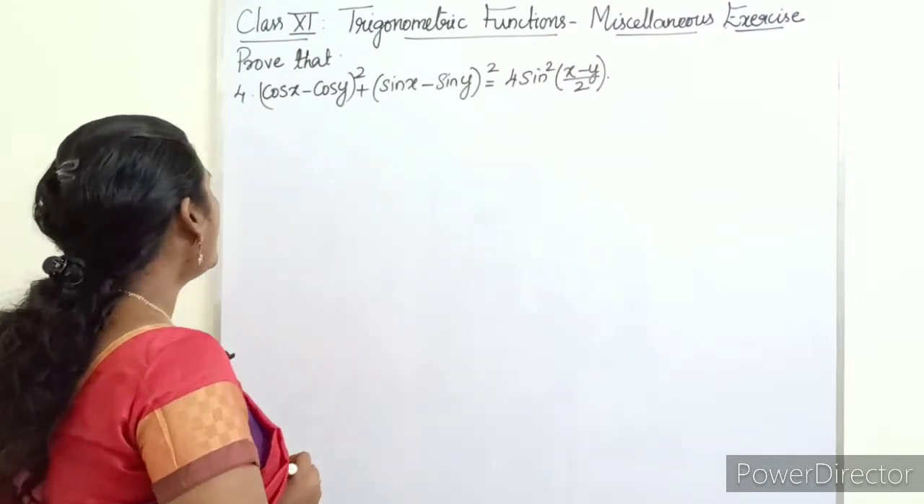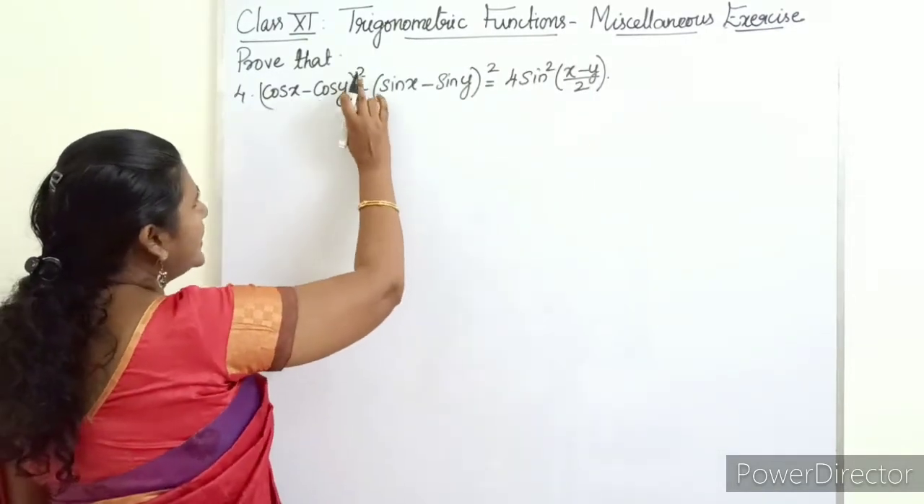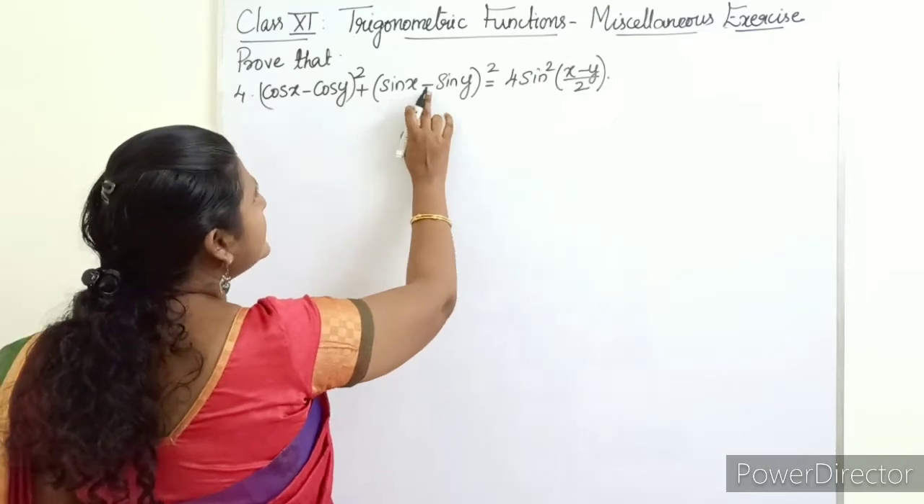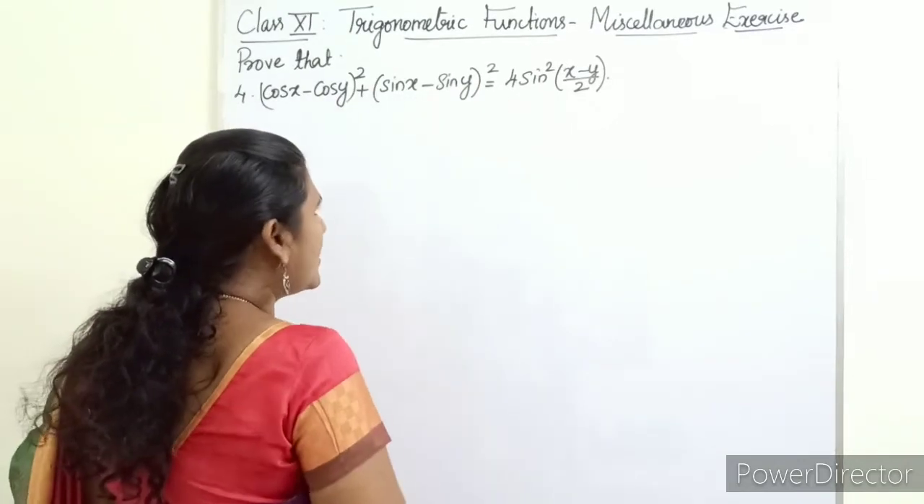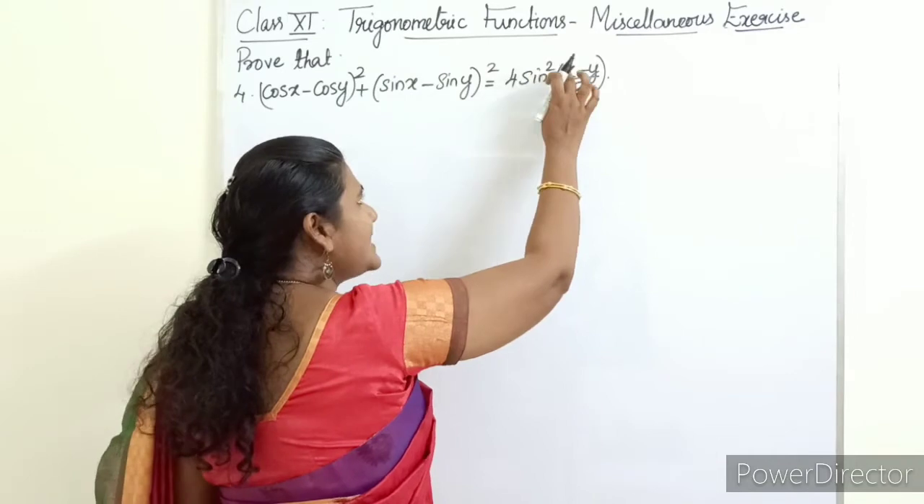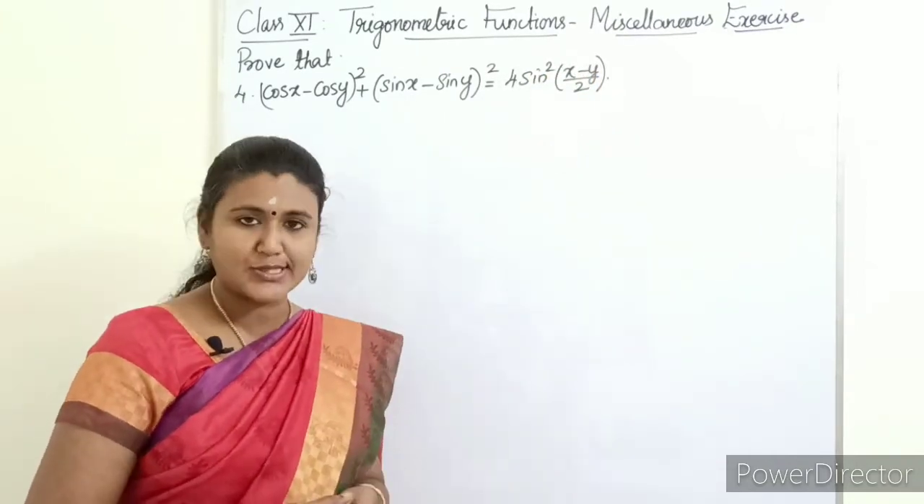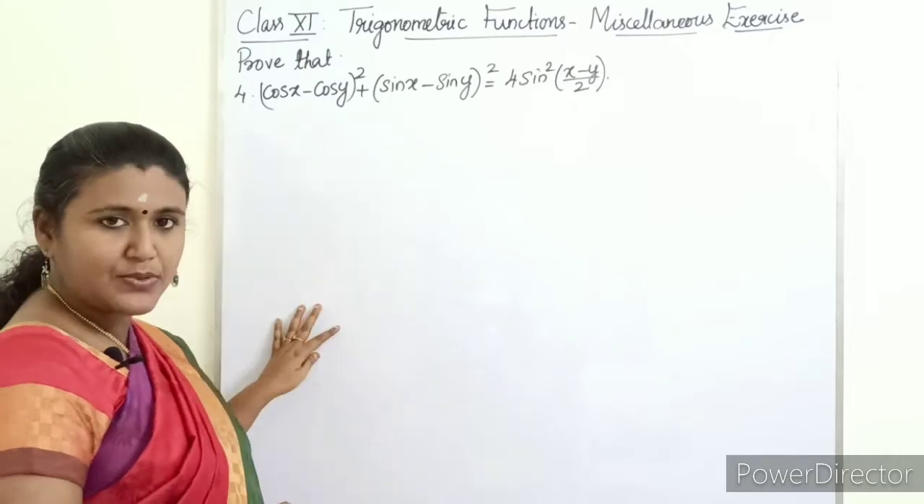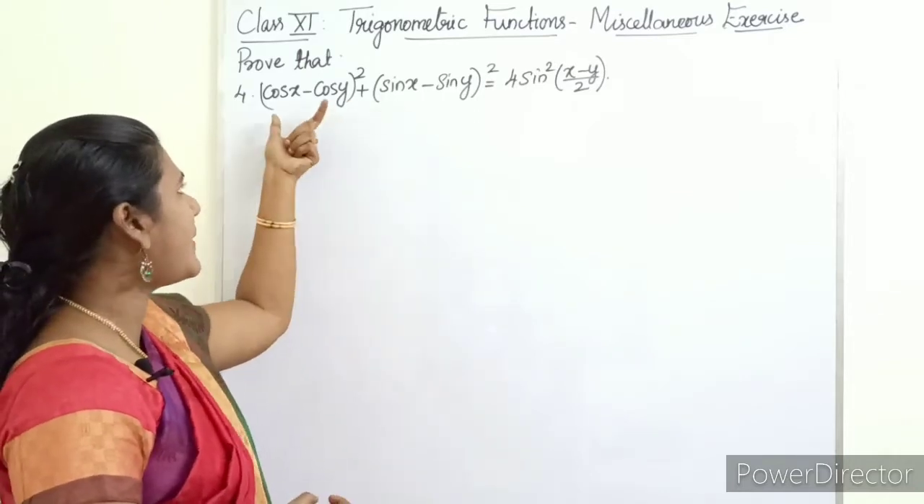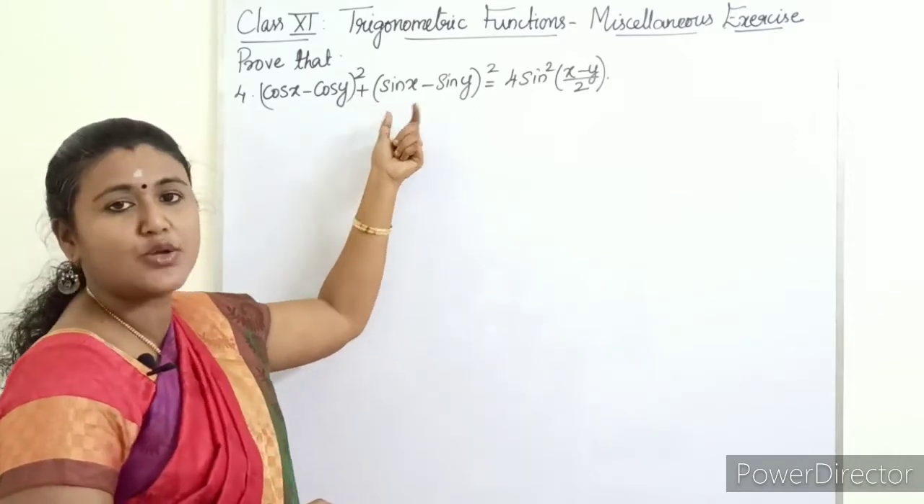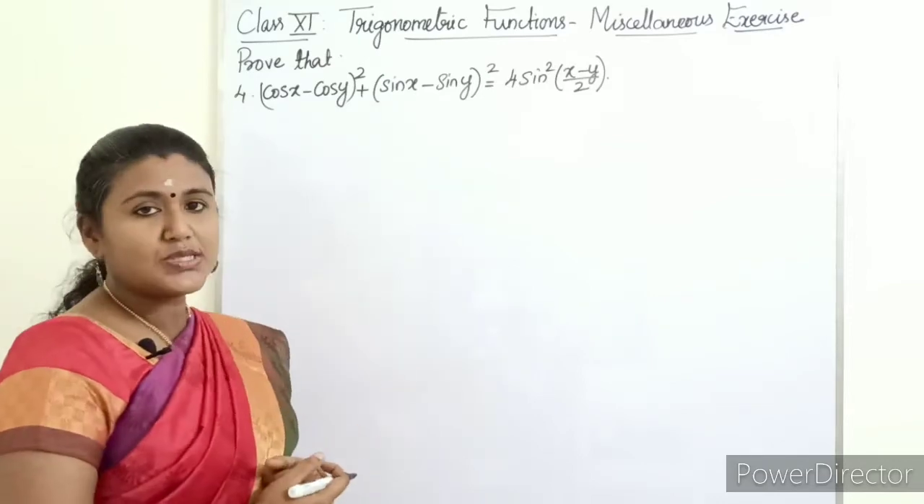So question number 4. (cos x minus cos y) the whole square plus (sin x minus sin y) the whole square is equal to 4 into sin square (x minus y)/2. Actually, this question is similar to the previous one. So we will use the same procedure here. We will start expanding the terms on the left side using the (a minus b) the whole square identity.